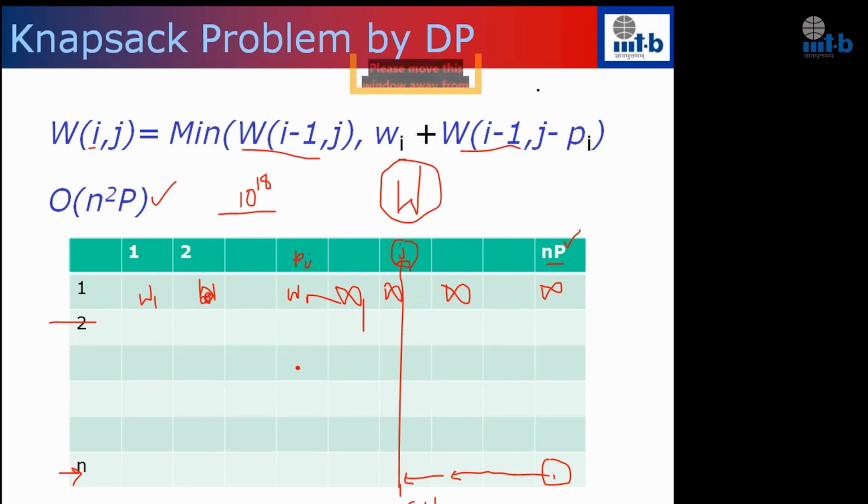Yeah, so this is not exponential. It's not even exponential, right? What I'm saying is that it's a very large number. If it had to be exponential, then it would have to be 2 to the power n or something like that. Here, in terms of P, it is 2 to the power 64, which is a very large number. That's what makes this algorithm not very practical.